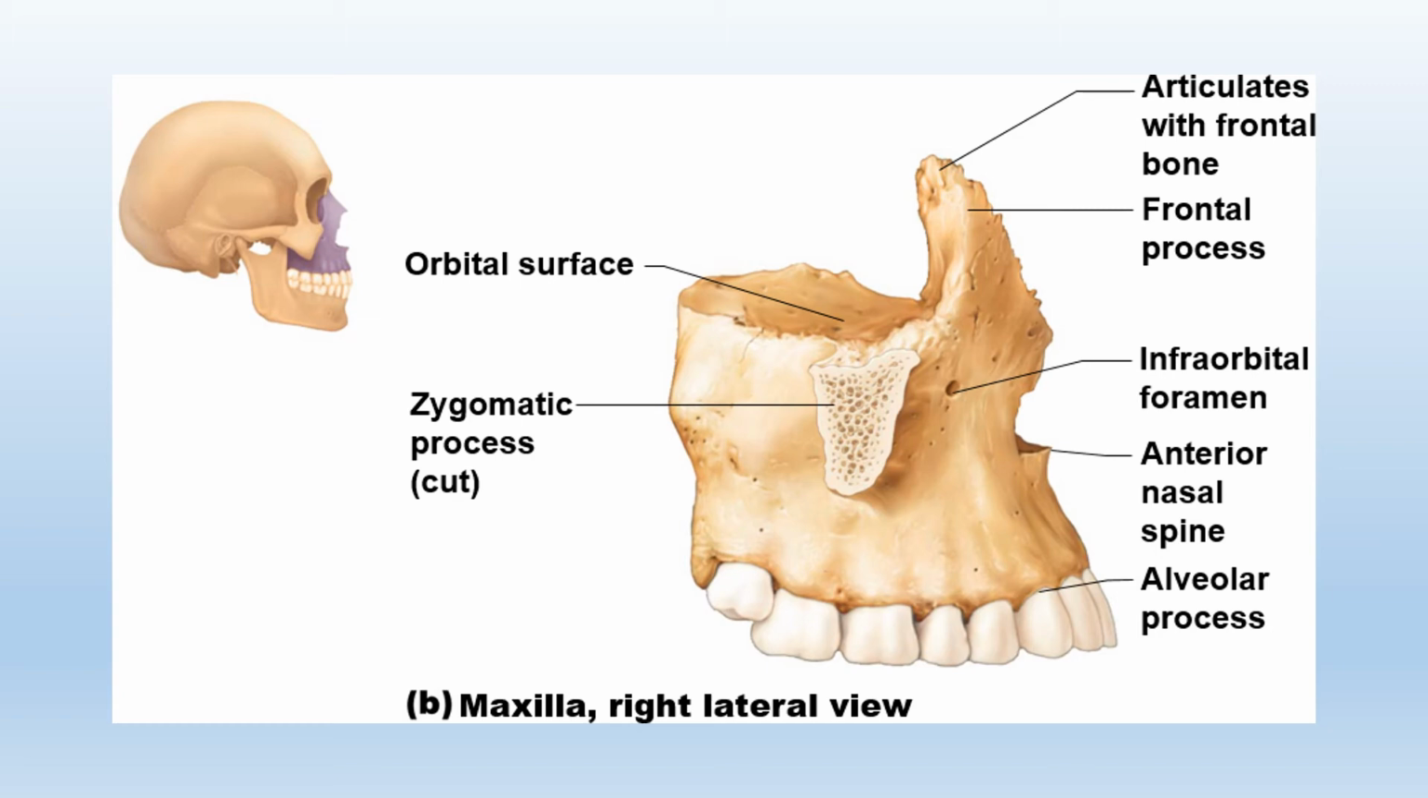Here we have a picture of the right side of the maxilla, or the right maxillary bone. Not a great view and not something that I would test you on. However, you are able to see certain aspects of it, like the frontal process, which goes up the side of the nose towards the frontal bone. You are able to see the infraorbital foramen, or the opening below the orbit.